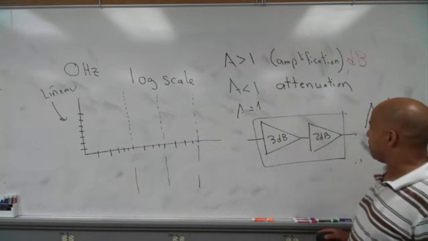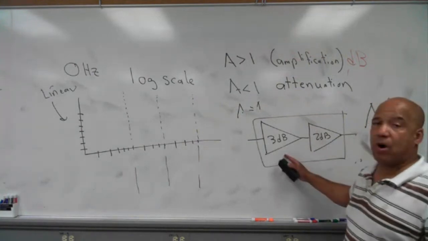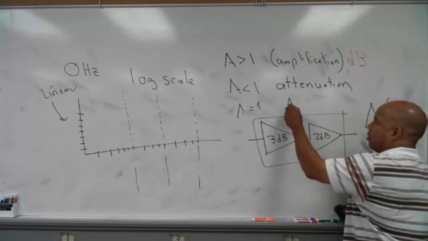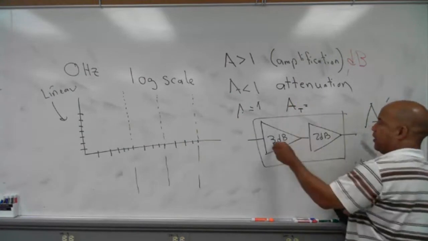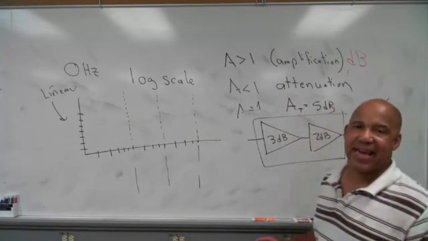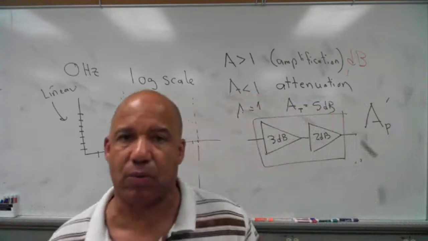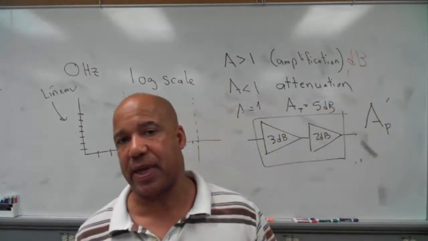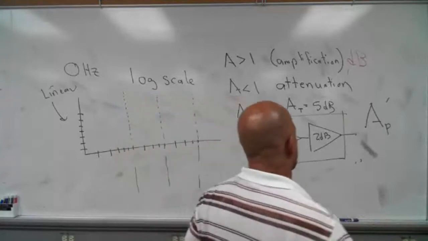And so the total overall gain here, I would just add these up. My total gain here would be 5 dB. So by having the gain as a decibel, it's a little easier to work with the math. So sometimes we'll want the regular gain, sometimes we'll want the dB gain. Just depends.